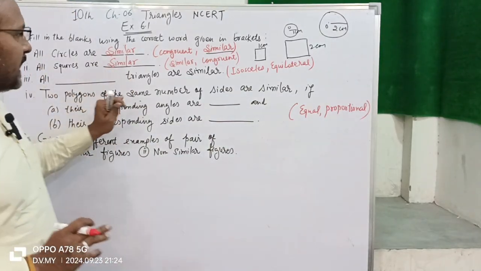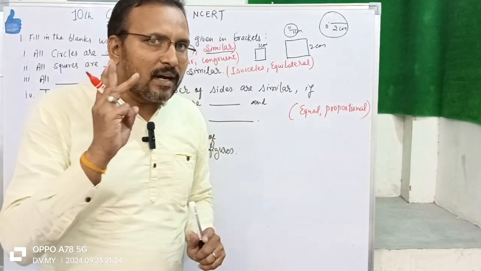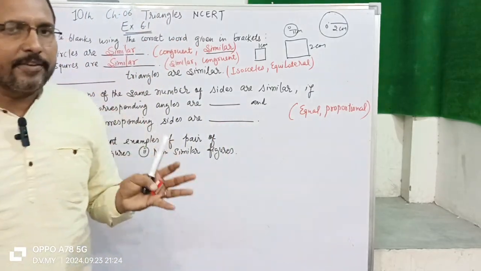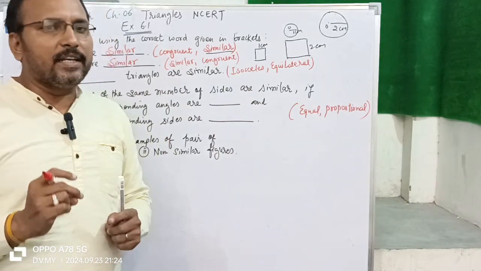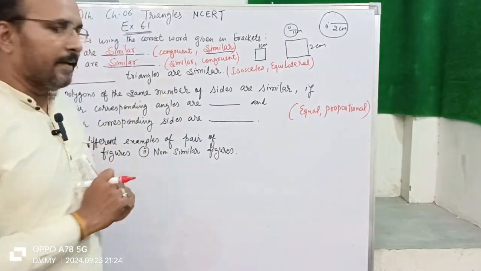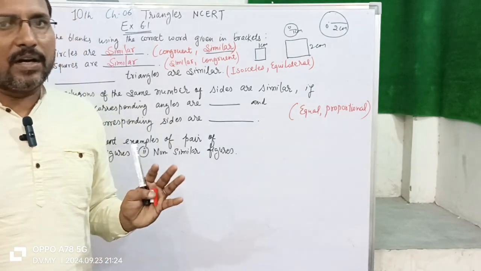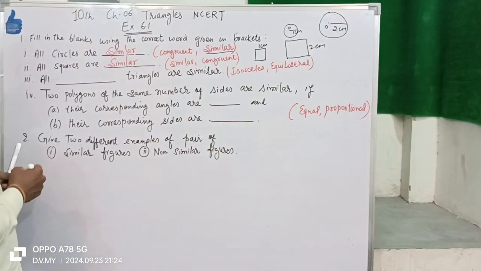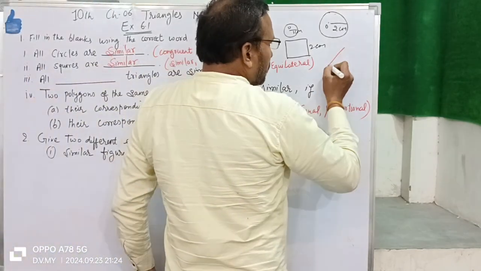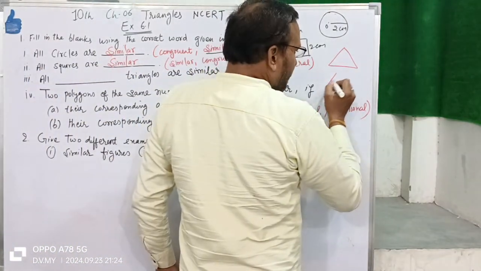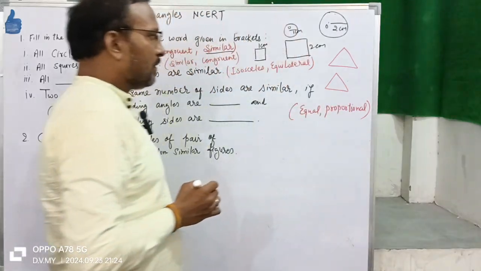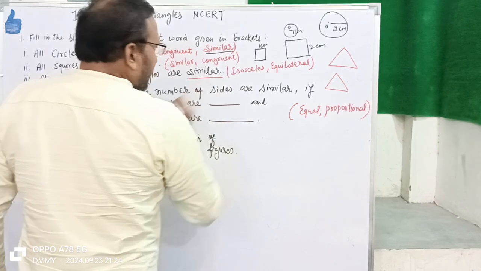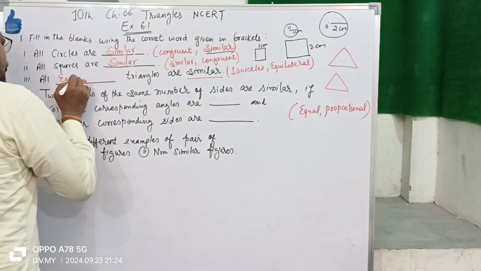Third question: all dash triangles are similar. Triangles are of three types, as I told you. Scalene triangles, all sides are different. Isosceles triangles, two sides are equal and the third side is different. On the other hand, in equilateral triangles, all sides are of the same measure. So all equilateral triangles are similar. This one, equilateral triangles.